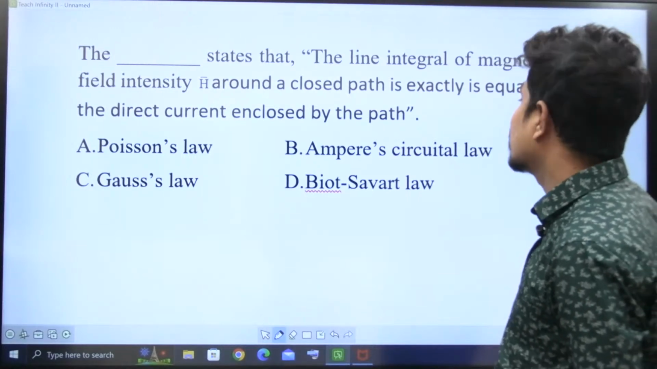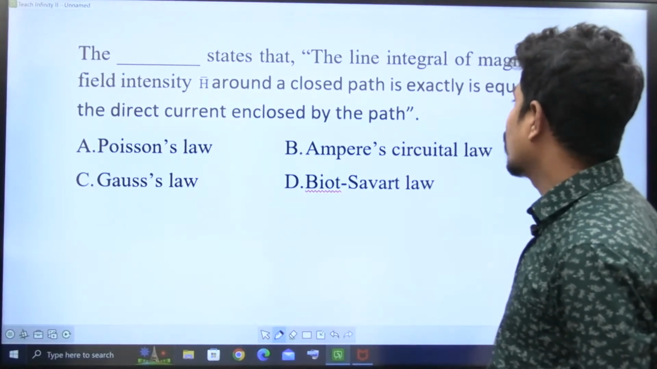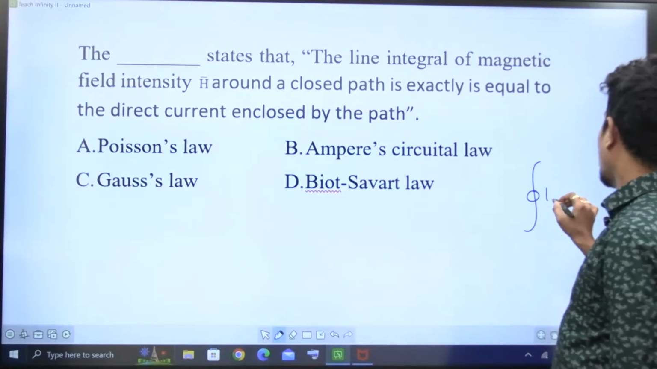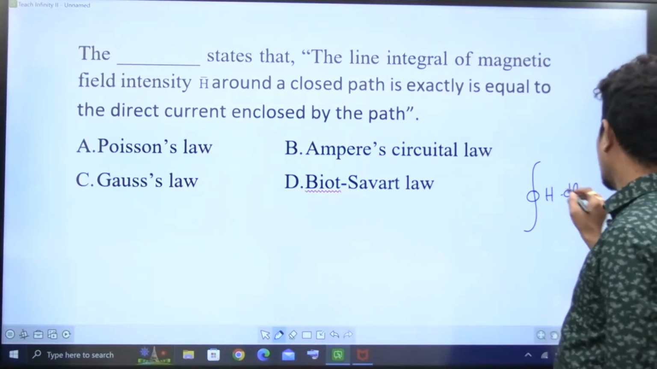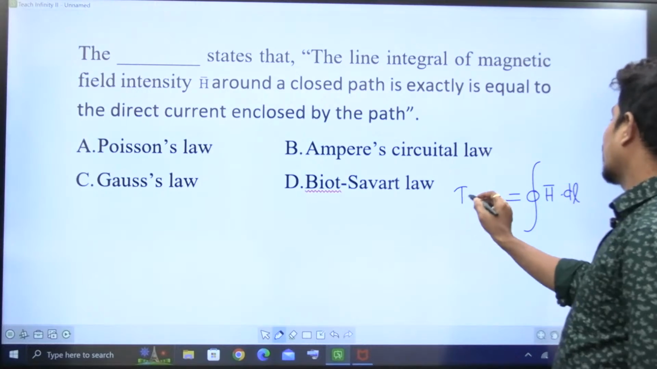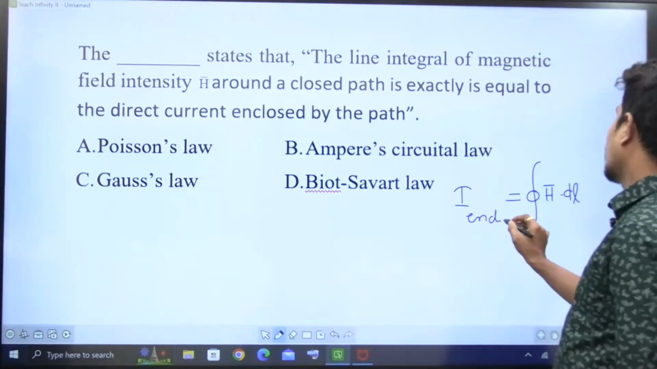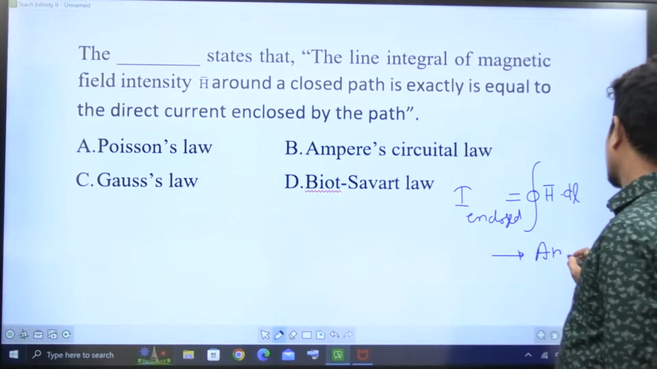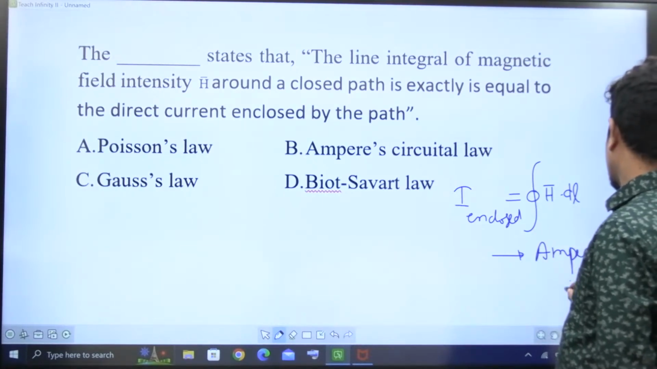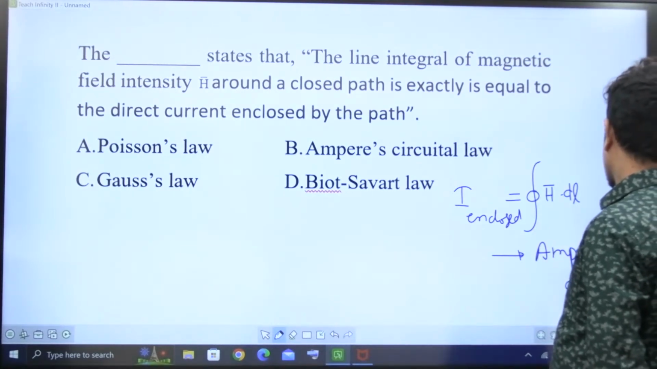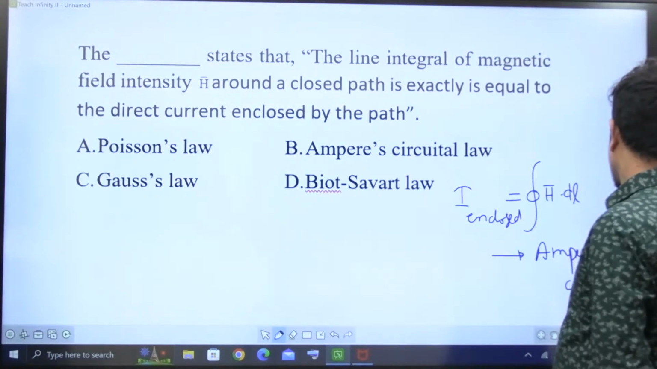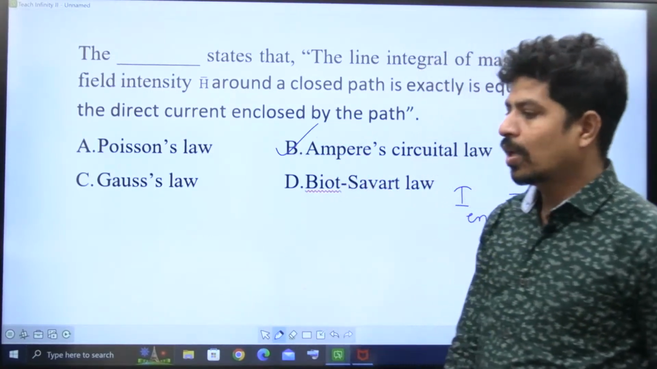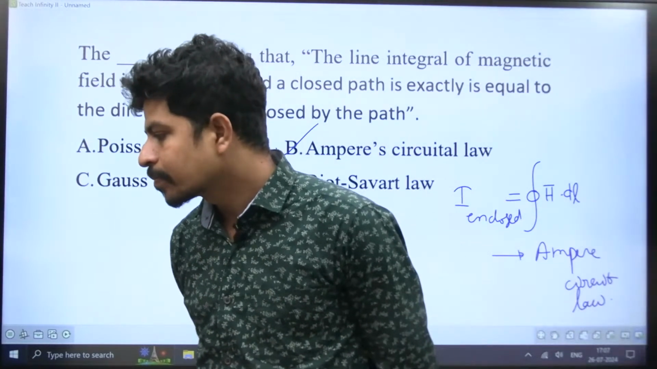Next question. The dash states that the line integral of magnetic field intensity H around a closed path is exactly equal to the direct current enclosed by the path. See, closed integral of H dot dl gives you the current enclosed, I enclosed. This is nothing but Ampere circuit law. So the answer is Ampere circuit law.